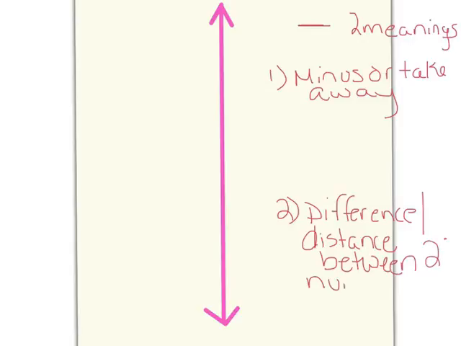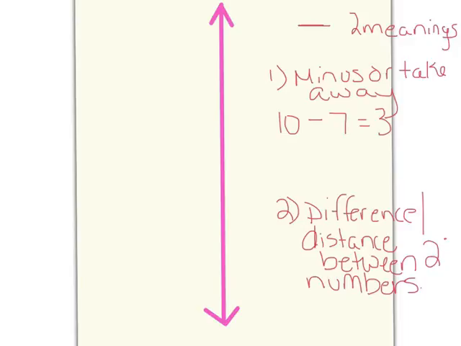Let's show an example. For example, for minusing or taking away, you could say that 10 minus 7 equals 3. That is a subtraction problem. 10 minus 7 equals 3. Let's show that as a distance between 2 numbers on the number line.